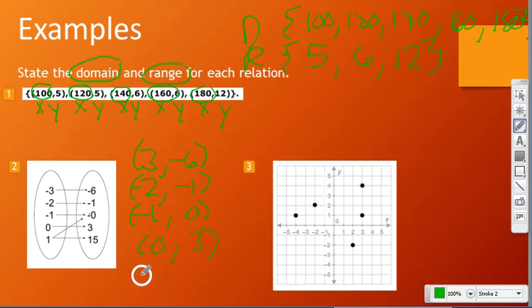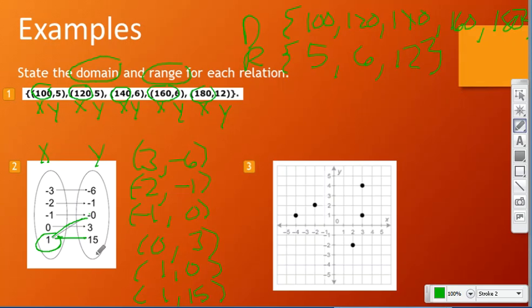Now, this is important for you to realize. 1 is being paired with 0. Oh, I wrote that backwards. I wanted to write a 1 first. So 1, 0. And 1 is also being paired with 15. So here are our x values. Remember, these are our inputs. Here are our y values, which are our outputs.